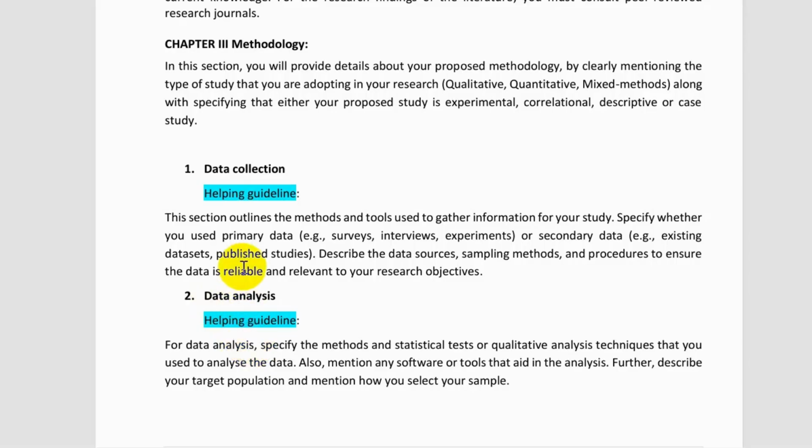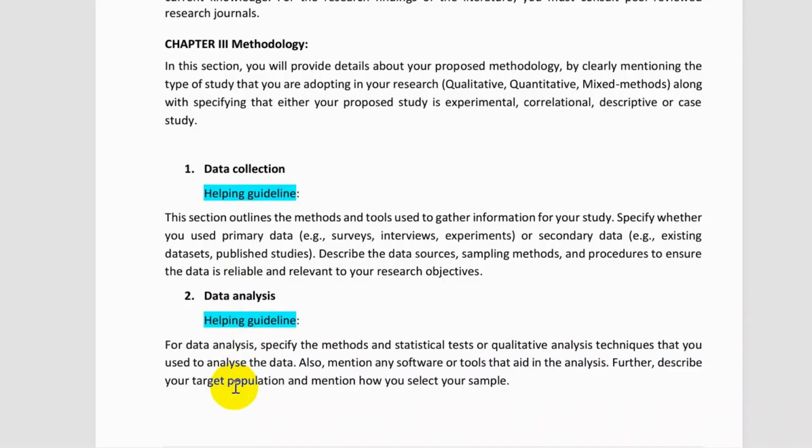Like first, you have collected the data. Now you have to analyze the data, like what results you have found after collecting the information for your research project. So in this section, you need to mention any software or tools that you have used for analyzing the data of your research project.